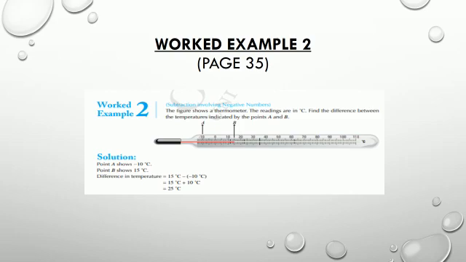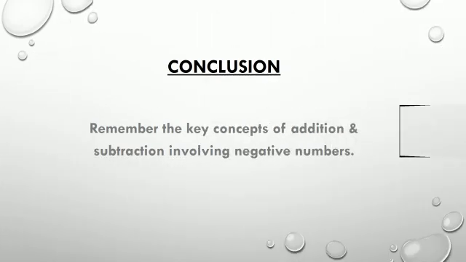Students, as we have learned in key concept 2 that subtraction of negative number is same as addition of absolute value of negative number. So here we will add negative 10 into 15 degrees Celsius and our temperature will be 25 degrees Celsius. This is the difference in temperature. Students, you should remember the key concepts of addition and subtraction involving negative numbers.